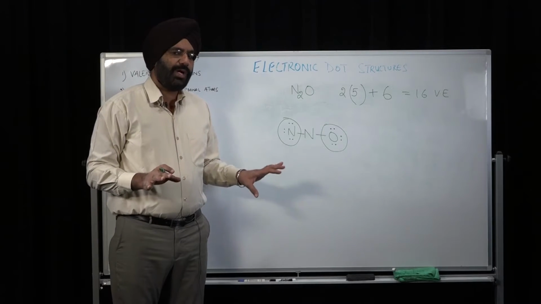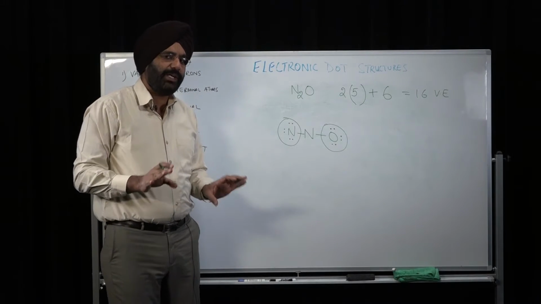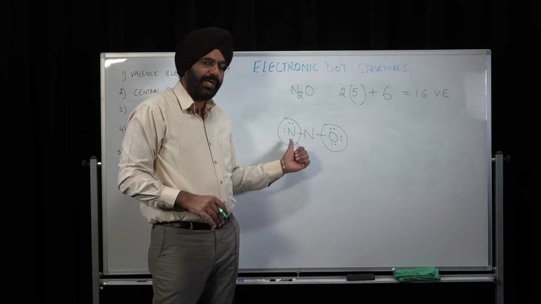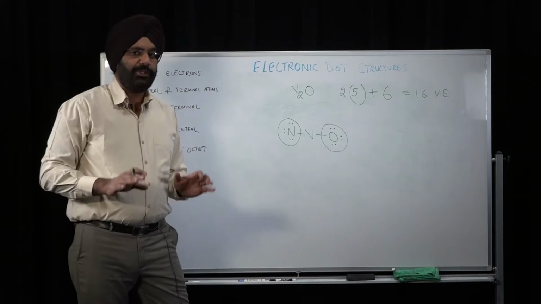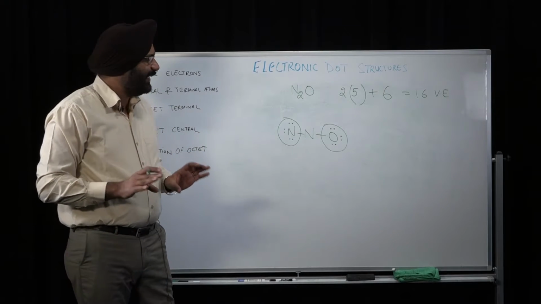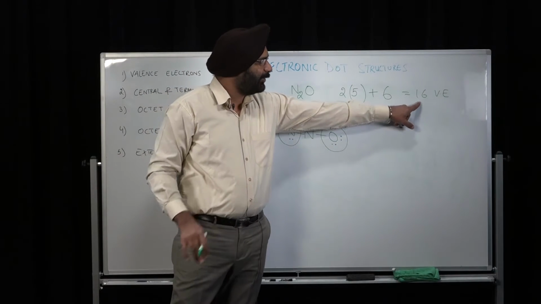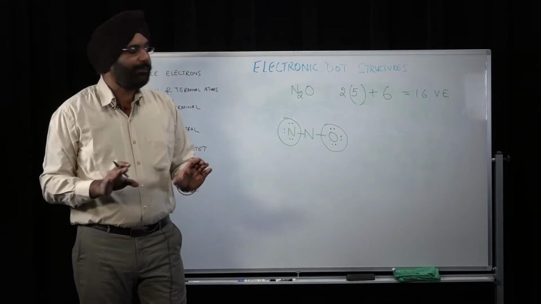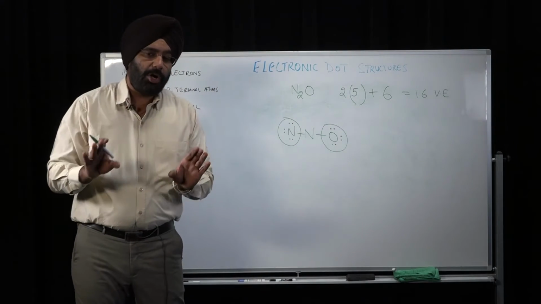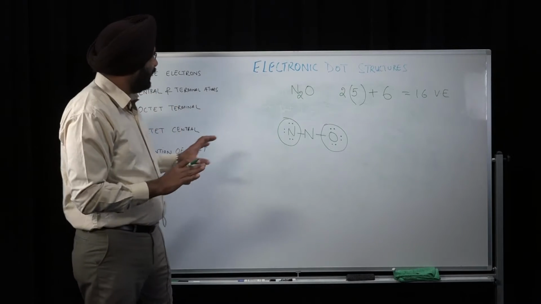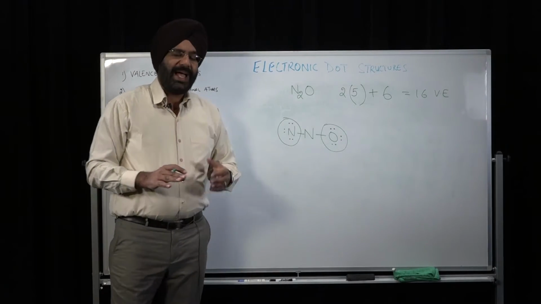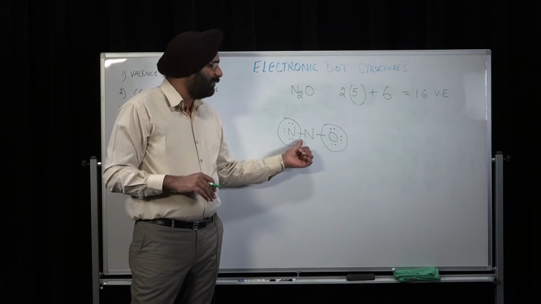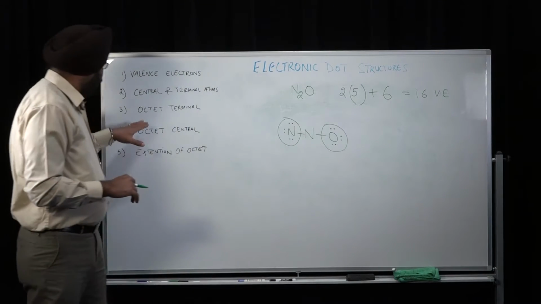So then I have to count the number of electrons which I've already accounted for. 8 here and 8 on this side. So 8 plus 8 is 16. So I've accounted for 16 valence electrons. And how many valence electrons did we have when we began? It's 16 valence electrons. That means I have accounted for all the valence electrons which are assigned to N2O. I don't have any extra electrons to put on the central atom. So that's what it is.